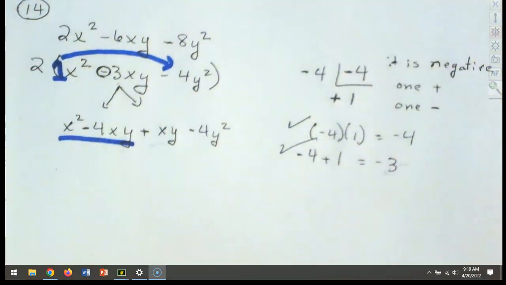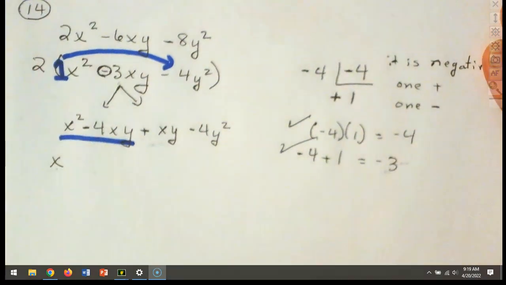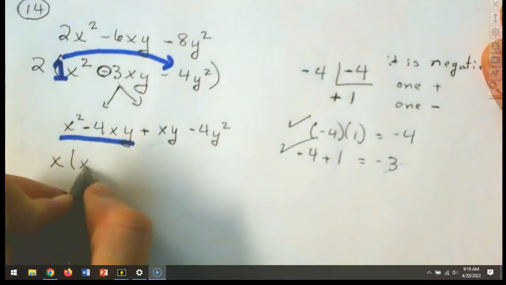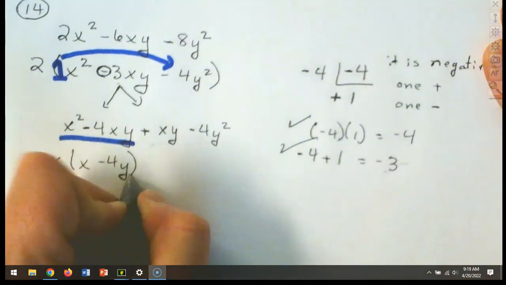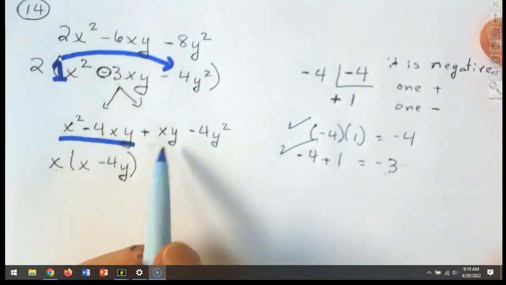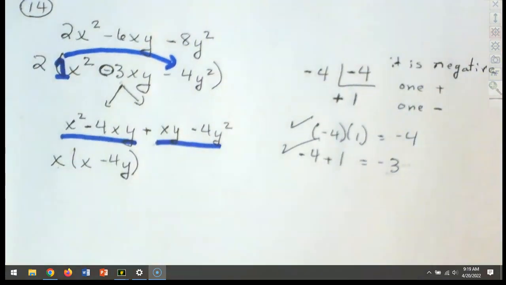Okay, let's see what we've got here. Well, it looks like first 2 pieces. Looks like we can take out an x, and that's going to leave you with an x minus 4y. Second 2 pieces, well, those have a y in common.